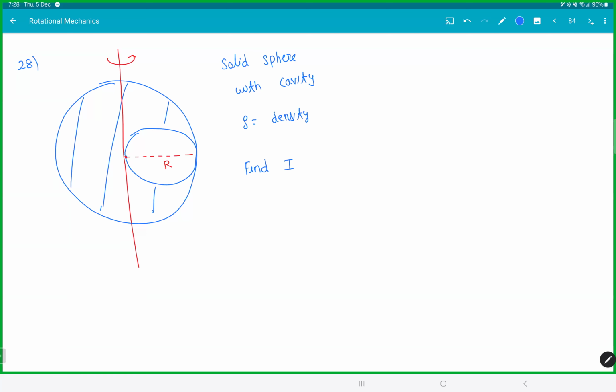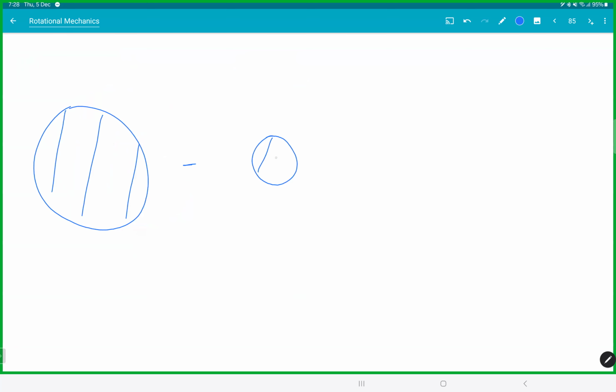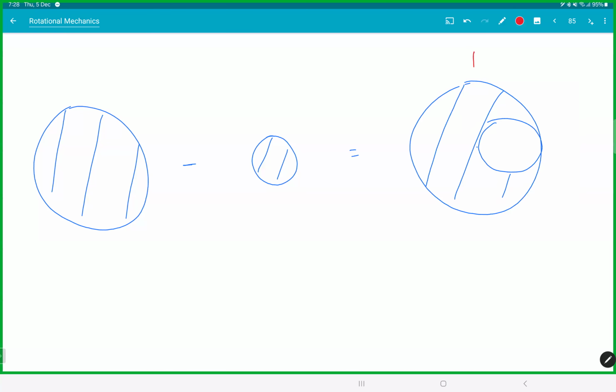Let's see. Again, remember when you're subtracting, you are supposed to subtract the moment of inertia about the same axis. So take the full sphere, minus this small sphere, then you get this one. Maybe the mistake you guys are doing, you're subtracting about a different axis. I want about this axis. So I'm supposed to find about this axis. Are you getting it? About the tangent. This axis. This is what you need to find.